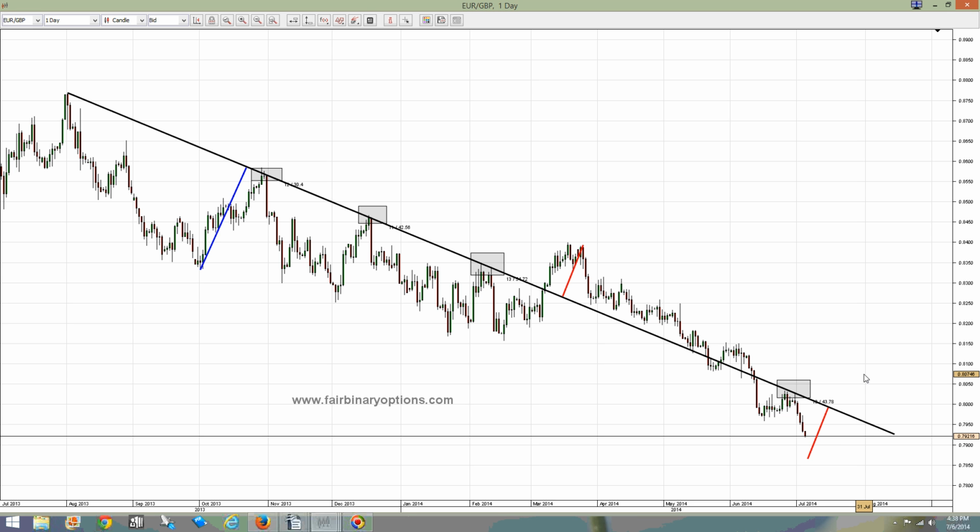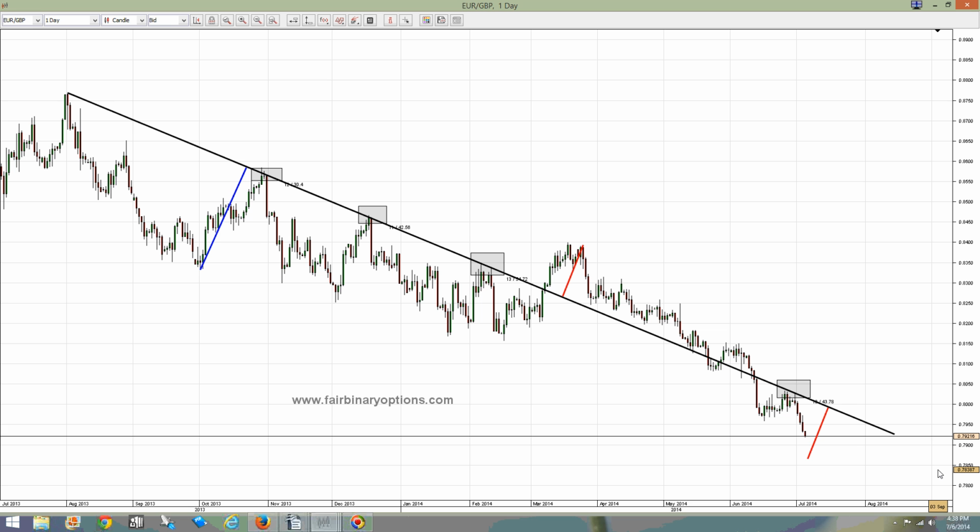Now if you take a look at where we are now, it might seem like a big distance to travel, but it's not that big a distance. This is 0.7864, and this here is 0.7920. So I'm talking about 60 pips. Now 60 pips is something that we can deal with, and something that we can actually trade.